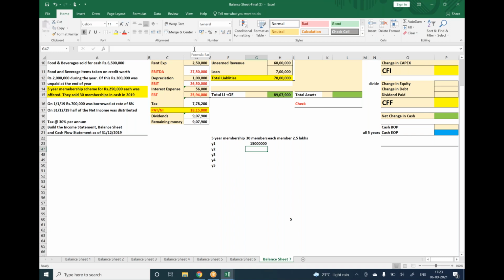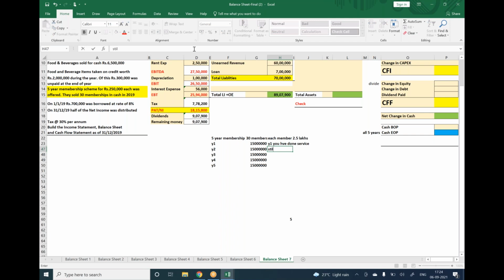Yes, 15 lakhs. Next year, how much will you have to charge them? 15 lakhs, right? Do you agree with me? Third year, fourth year, fifth year, same thing, right? 15 lakhs, 15 lakhs, 15 lakhs. But only in year 1 have you done the service.